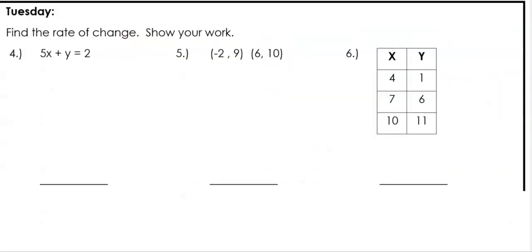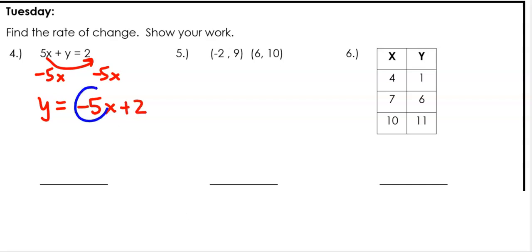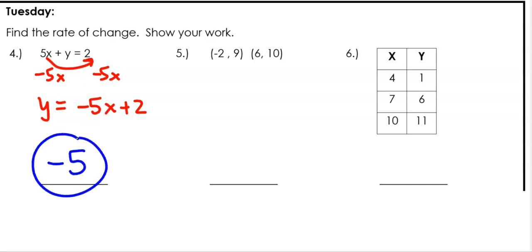Next section. Find the rate of change and show your work. In this problem, the x is on the wrong side. So in order to move it over, I use an inverse operation, which results in a sentence that looks like this. The rate of change is always the coefficient of x. So the rate of change is -5.